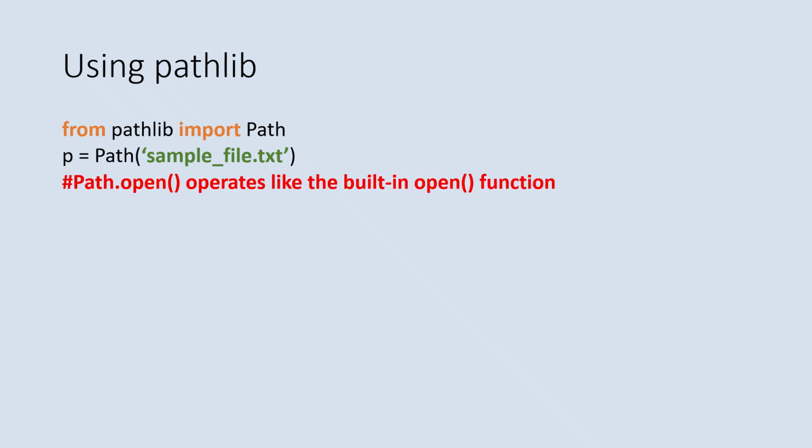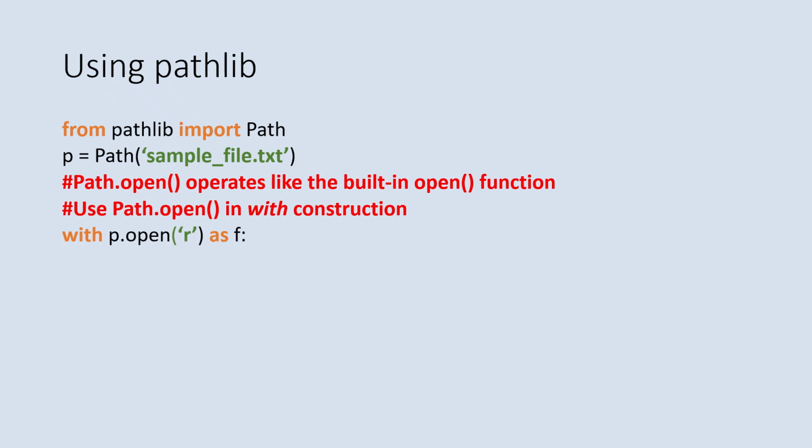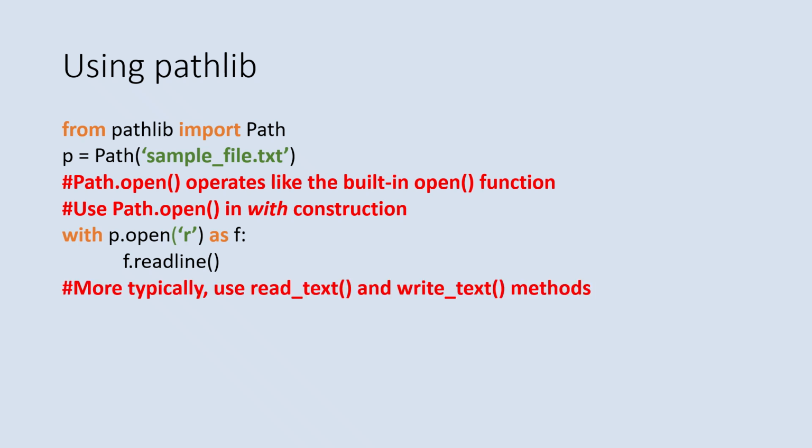There is an open method. The open method would be used with the with construction. It's very similar to the built-in open function. So you would say something like with p.open, open it for read purposes as f. And then we could do readline, other kinds of things that you've seen before, possibly with how to read a file. But generally, we don't use the open method that's specific to the pathlib library.